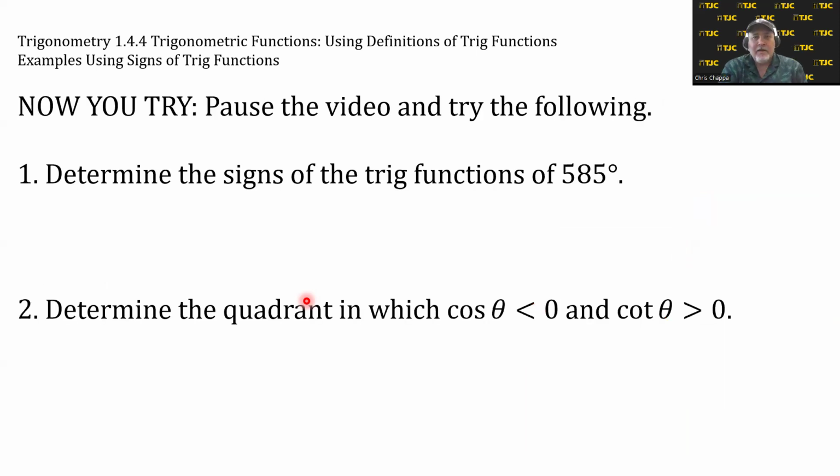Now you try. Pause the video and try the following. All right, here's your heads up. If you haven't paused the video and tried the questions yet, solutions in 3, 2, 1.